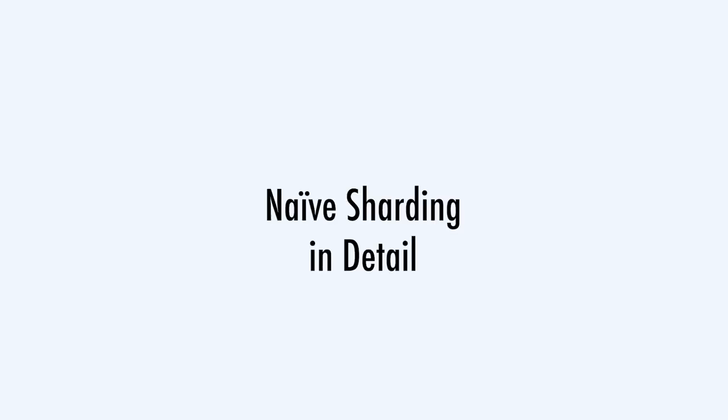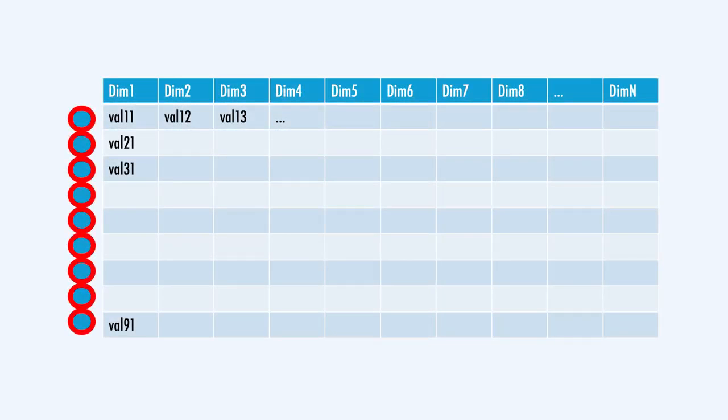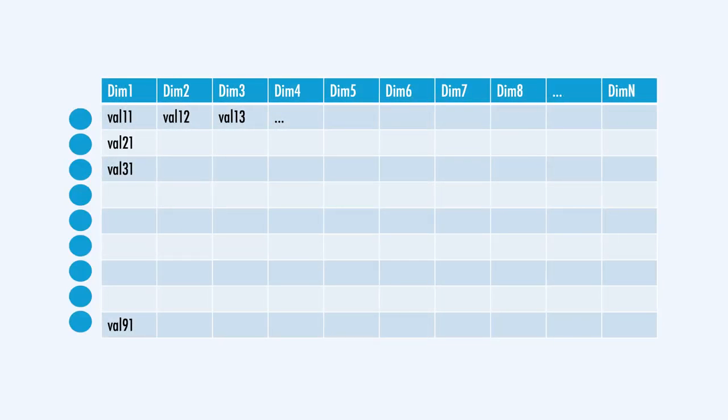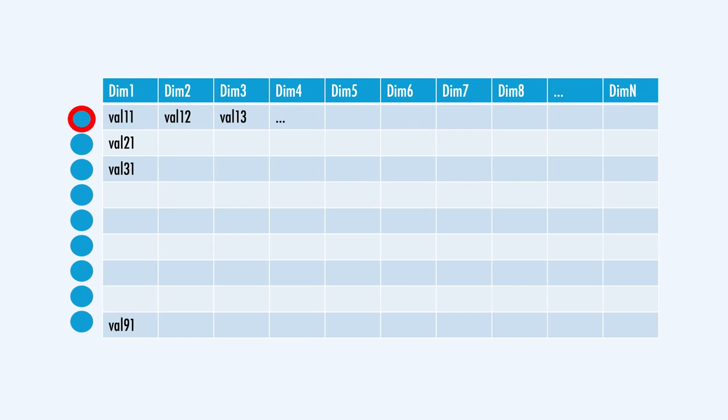An overview of naive sharding is as follows. Assume that we place all your data points as rows of a table. Each row is a data point, each column is a dimension. The value of a data point in a given dimension is given in the corresponding cell. For example, data point 1 can have the value 5 at dimension 1 and value 59 in dimension 2.